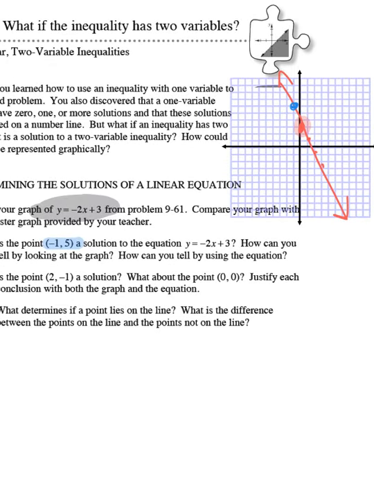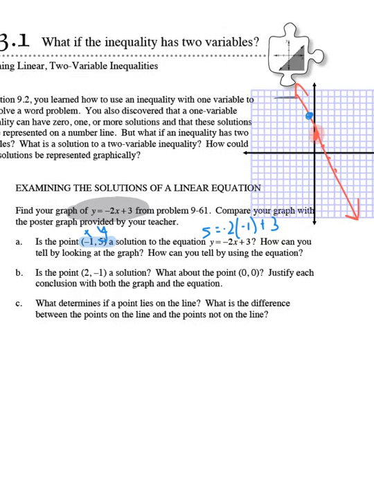I could also use my equation by plugging in the negative 1 for x and the 5 for y. So we'd have 5 equals negative 2 times negative 1 plus 3. And yes, that is true. The next point we could check was 2 comma negative 1. On the coordinates, 2, negative 1 is here. And in the equation, if we plugged it in as the x and the y, it would also work.